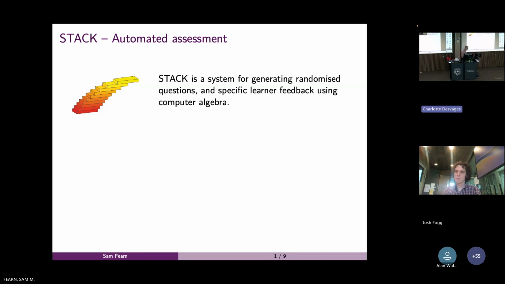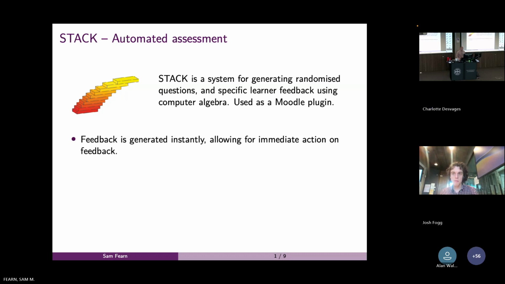And it's built on a computer algebra system. Specifically, it's using something called Maxima as the computer algebra system that sits under this, so that you can have a reliable way of doing things like testing whether things are algebraically equivalent using some kind of robust computer algebra system. And typically, that would be used as a Moodle plugin, and that's the point I'm coming back to. And so what's good about Stack?